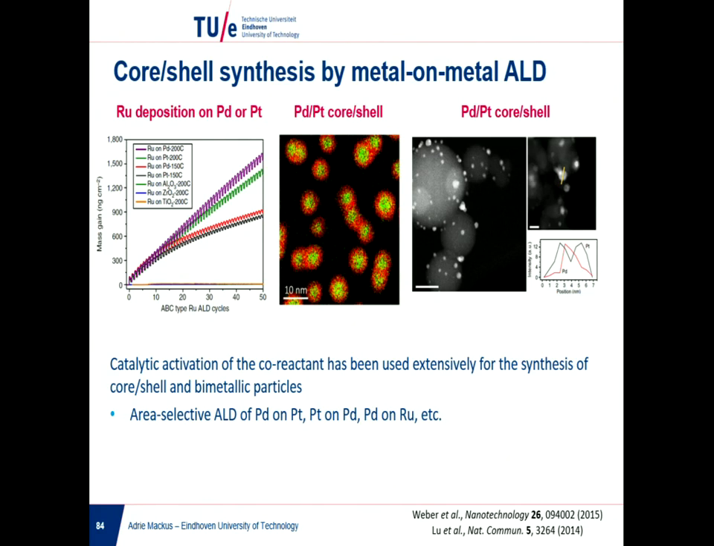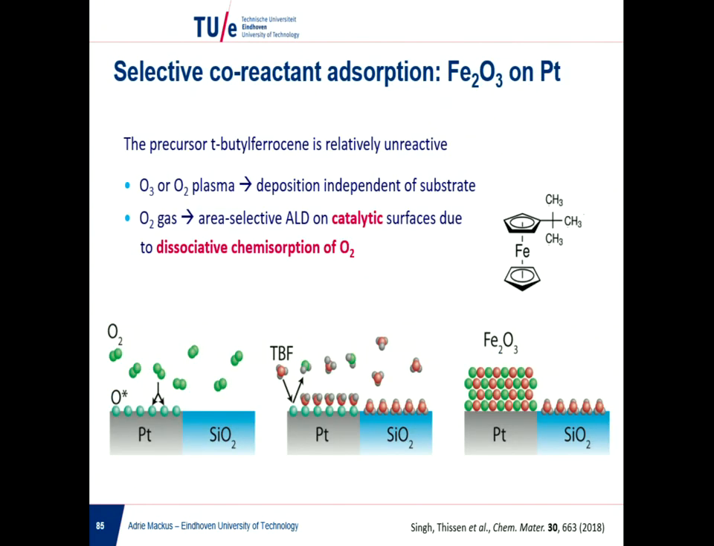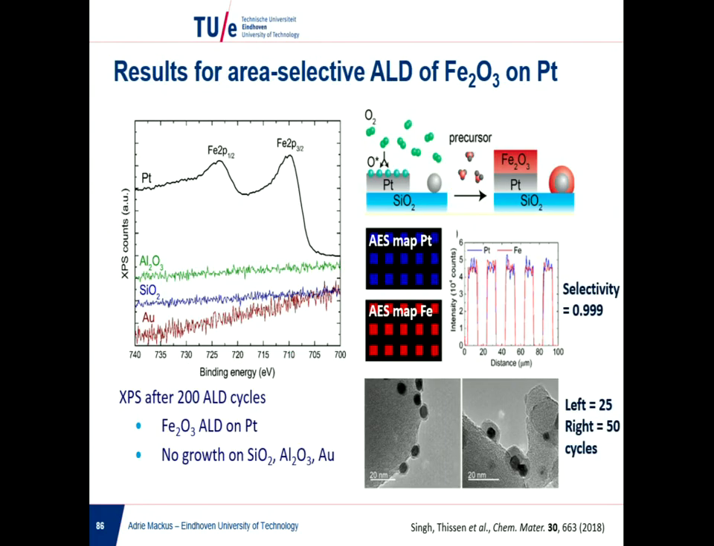I showed you this in the beginning also. So this is metal on metal deposition. And here you can, for example, make ruthenium on palladium core shell nanoparticles by using the fact that these metals dissociate either oxygen or hydrogen as the co-reactant. And this works for metals, but this is to briefly show that this can also work for some metal oxides. So by using the same catalytic activity of a noble metal, you can also, for example, grow iron oxide selectively with platinum. We'll skip this.